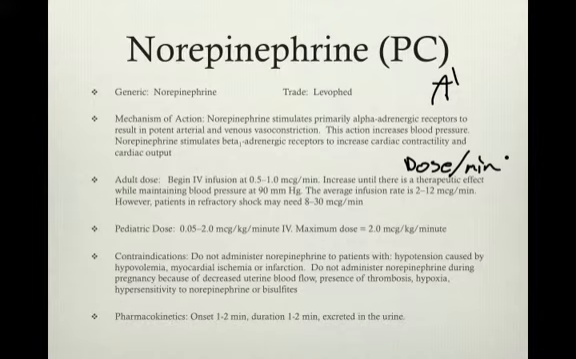Contraindications: do not administer norepinephrine to patients with hypotension caused by hypovolemia, myocardial ischemia, or infarction. Do not administer norepinephrine during pregnancy because of decreased uterine blood flow, presence of thrombosis, hypoxia, or hypersensitivity to norepinephrine or its bisulfates. Pharmacokinetics: onset 1 to 2 minutes, and the duration is 1 to 2 minutes as well. Excreted in the urine.